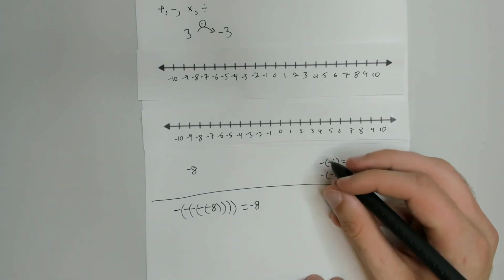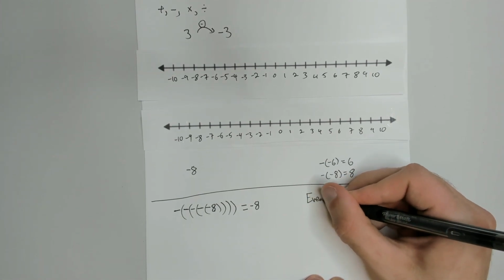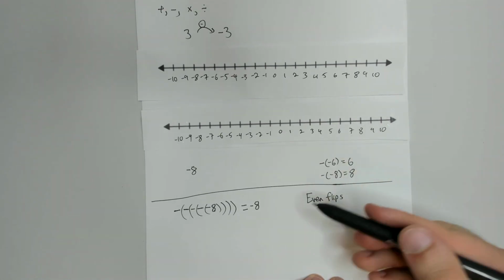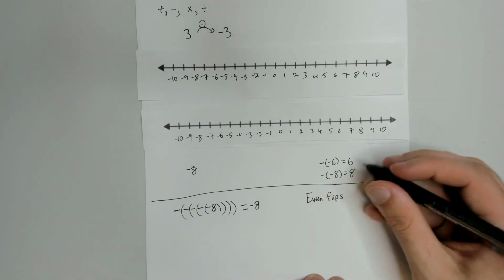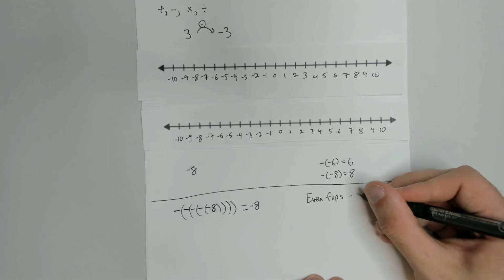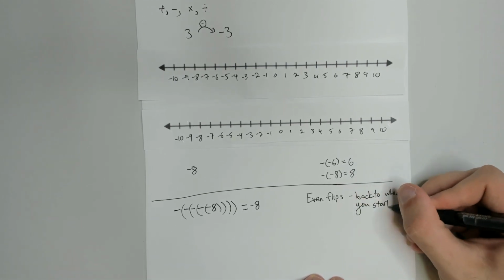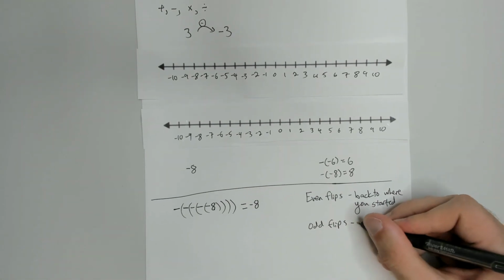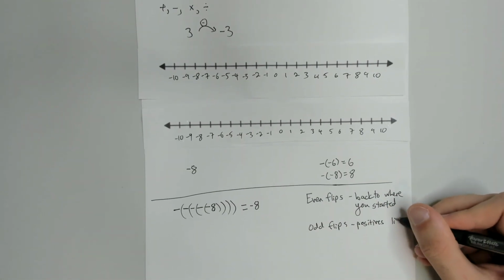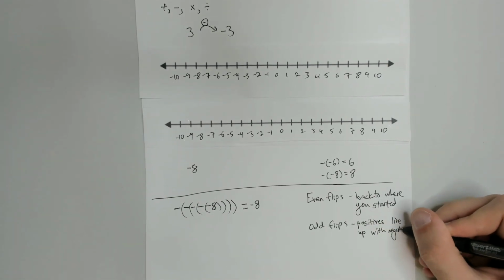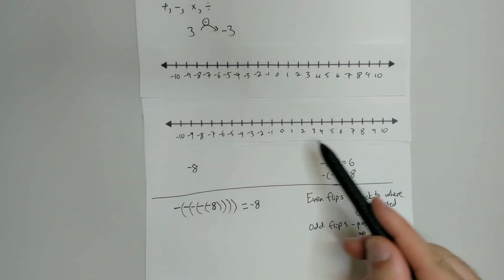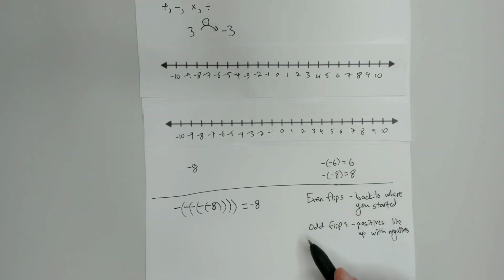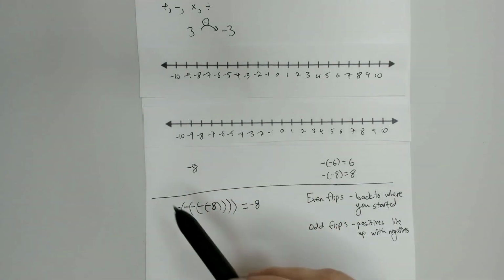So the rule that we get with this is that even flips, so if you have an even number of flips, right? So 2 flips, 4 flips, 8 flips, that means you get back to where you started. And if I have an odd number of flips, that means that positives line up with negatives, right? For example, 1 flip, the 8 will line up with -8. 2 flips, it'll go back to normal, but then we add a 3rd flip, which is odd again, and that takes us back to the flipped image, right?